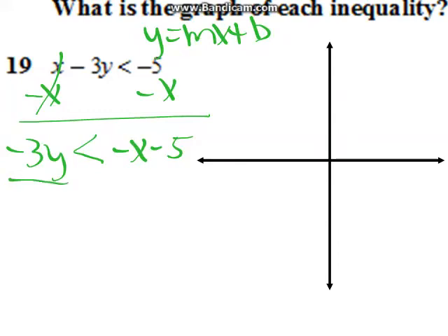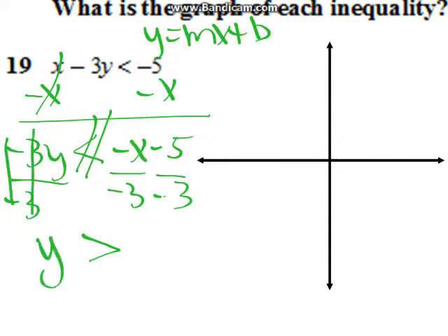Now the next thing I'm going to do is divide everything by negative 3. And because I'm dividing by a negative, I have to flip this sign the opposite direction. All right, this cancels out, and I'm left with y. Signs cancel, and this becomes a positive x over 3, which is the same as 1/3 x, and these signs cancel out to positive, plus 5/3, which is 1 2/3. So this is easy to graph.